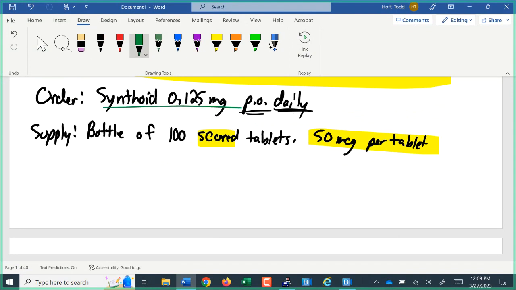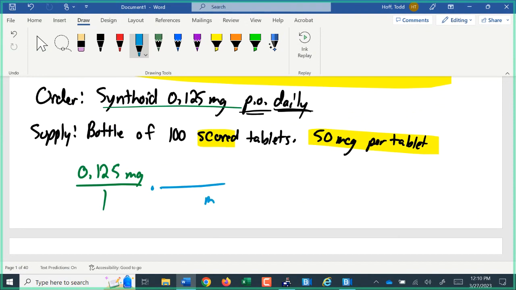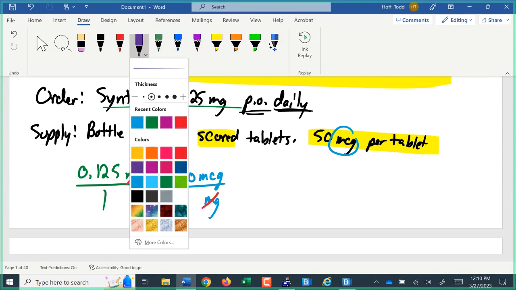So we start out with the doctor's orders. 0.125 milligrams, put that over 1. Now we need to get rid of milligrams. We'll put them on bottom. But once again, there's no milligrams anywhere else in this problem. But we do have micrograms. So we're going to have to make the conversion from milligrams to micrograms. Milligrams is the larger unit, so I'll put 1 with milligrams. And if you look at our metric conversion charts, there's 1,000 micrograms in 1 milligram. So the milligrams cancel out. So now we're in micrograms.